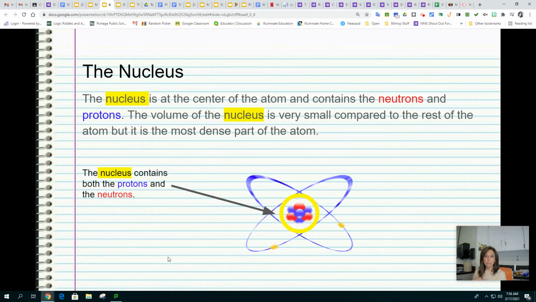The volume of the nucleus is very small. So the nucleus does not take up a whole lot of space. Even though it's the most massive part of the atom, it's not the largest part. It's very small, therefore it's very dense. Okay? The larger part in volume, the space of the atom, is really empty space. So an atom is mostly empty space.